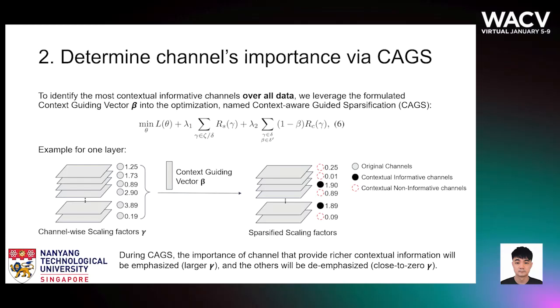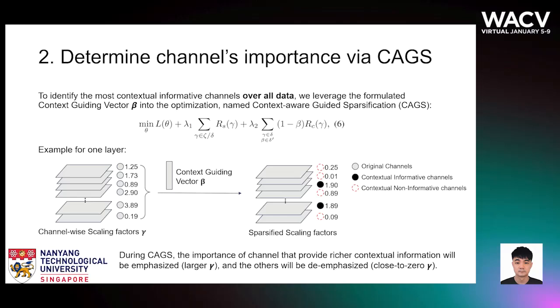The second step is to determine the channel's importance based on the computed contextual information. Concretely, we leverage the context guiding vector, beta, and formulate the optimization, context-aware guided sparsification, to induce channel-wise sparsity adaptively, and reveal the redundancies in the cumbersome model. It has 2 goals. The first goal is to solve the segmentation task by minimizing the loss term L(theta). The second goal is to sparsify the channel's importance, that is, the channel-wise scaling factors, gamma, in the batch normalization layers, with the penalty terms. The first term is the regular penalty RS, and the second is the contextual penalty term RC. Vector beta provides the penalty guidance. The larger the interdependency level with other channels, the less the penalty strength.